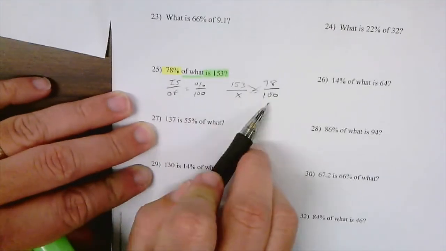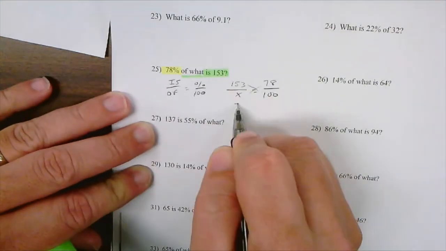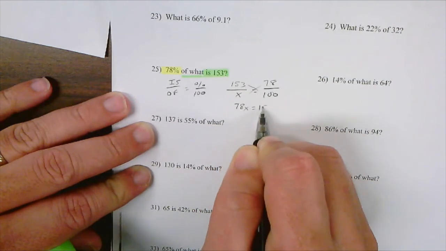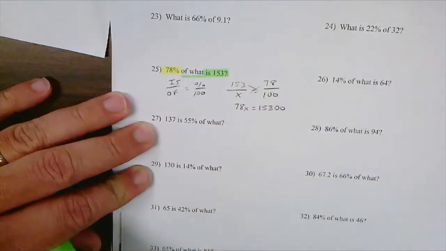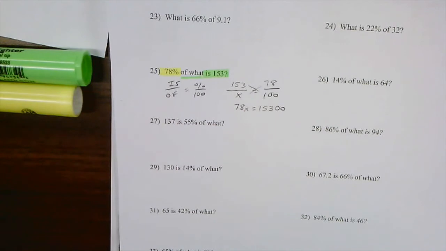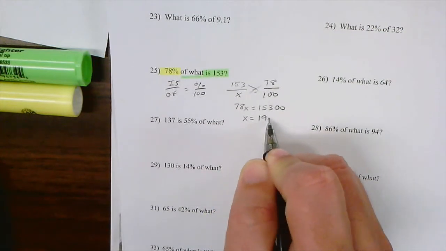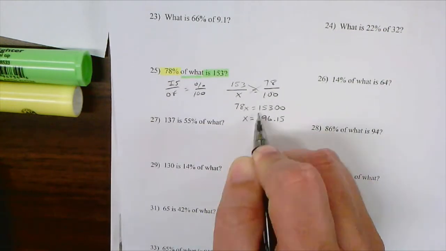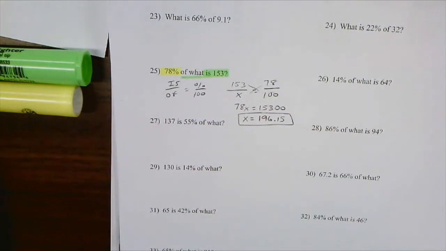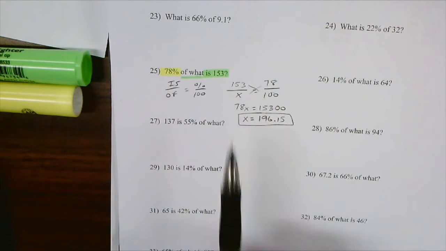So now I'm going to do 153 times 100. That's 15,300. And then divide that by 78. That's 196.15. So 2 decimal places. So each of those will follow. So 25 through 36 will follow that pattern where the x is in the bottom left.